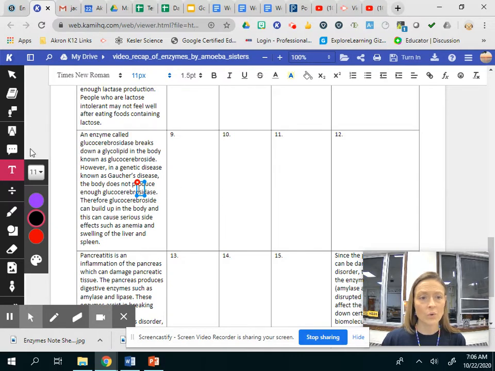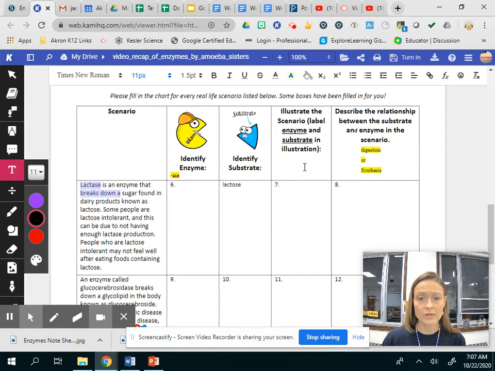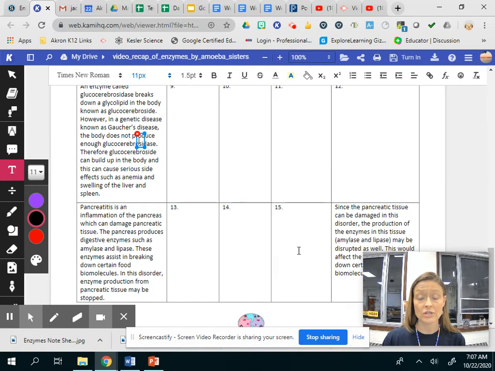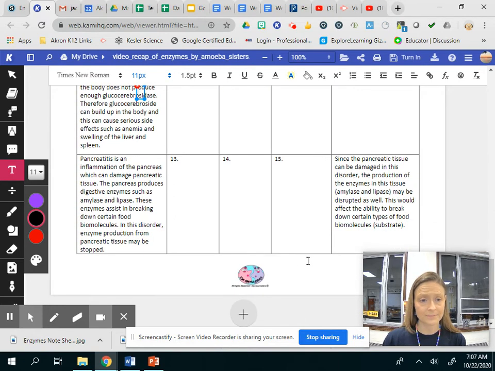So you don't have to know what these words are. You just have to be able to identify that word ending. Oh, that's the enzyme, okay? And again, you're going to draw the picture in the third column and tell me, is it a digestion reaction or is it a building, like synthesis reaction?